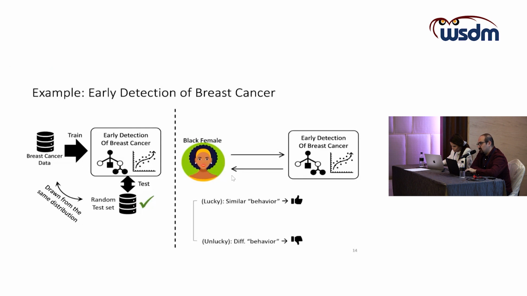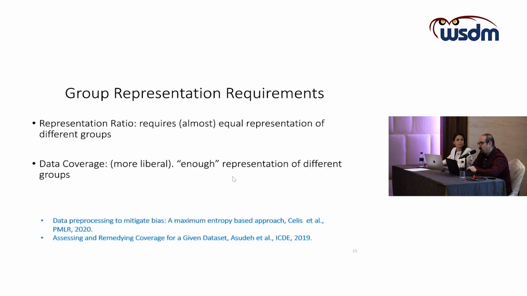So how can we resolve this issue? To resolve this issue, we need to make sure that we have good representation from all demographic groups, including black females. That's why, when you are looking at responsible AI and responsible data in particular, the group representation requirement is very important. How is group representation measured? There are two well-known measures or metrics. One is representation ratio. It requires almost equal representation from different groups. And the other one is data coverage, which is a more liberal metric that requires enough representation of different groups. What is enough? I will get to that. I'll get back to group representation and data coverage if we have time, hopefully.